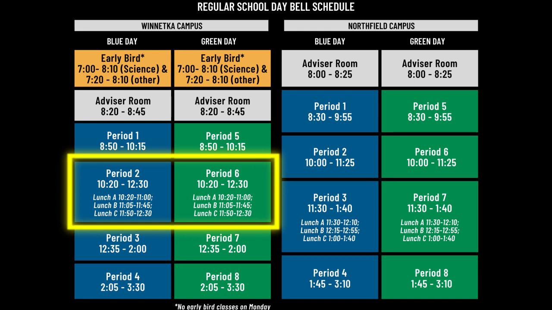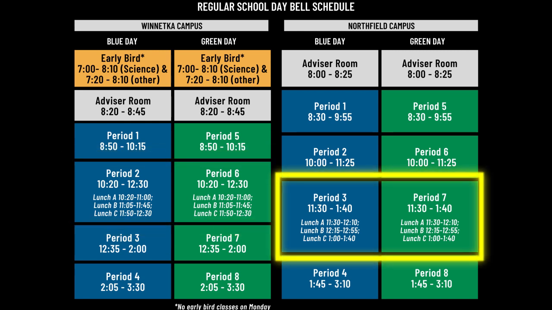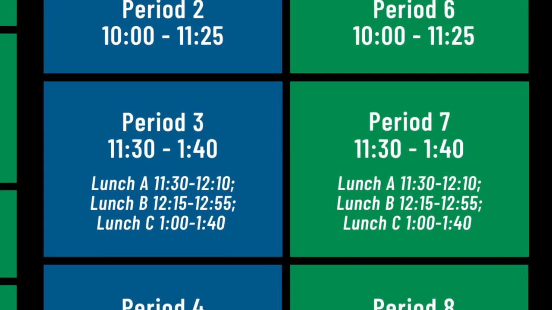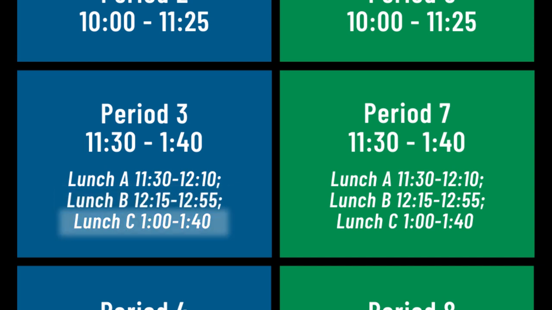Blocks 2 and 6 are the lunch blocks for the Winnetka campus, and blocks 3 and 7 are the lunch blocks for the Northfield campus. These longer blocks are broken up into 3 segments labeled A, B, and C, and include time for a regular 85-minute class as well as a 40-minute embedded lunch period.